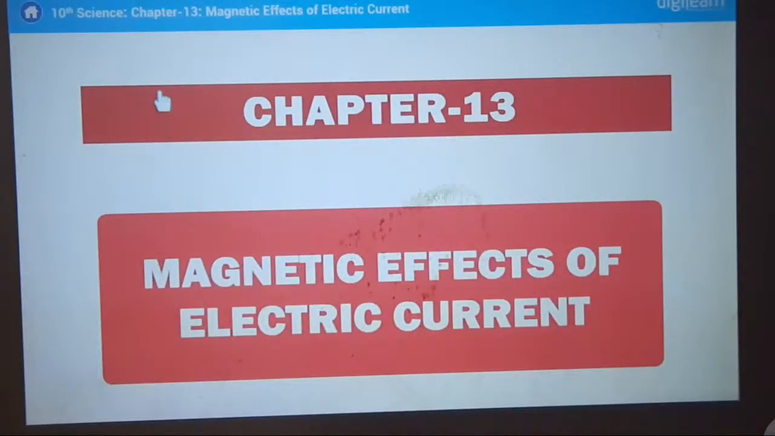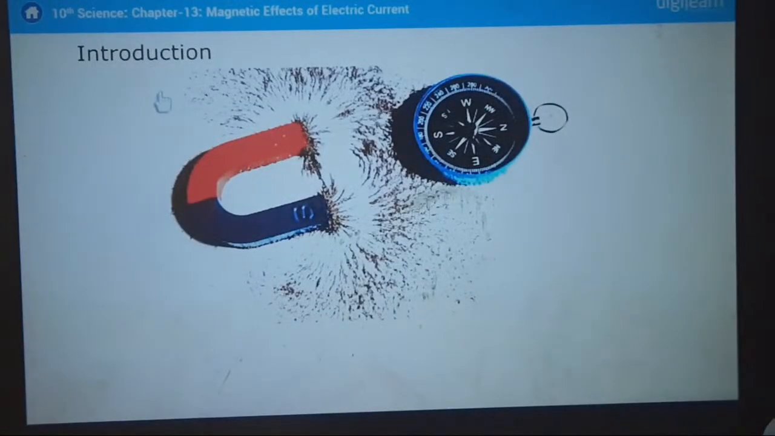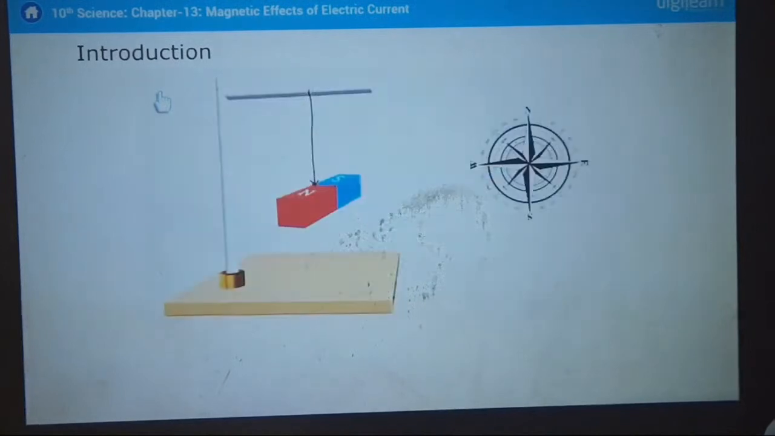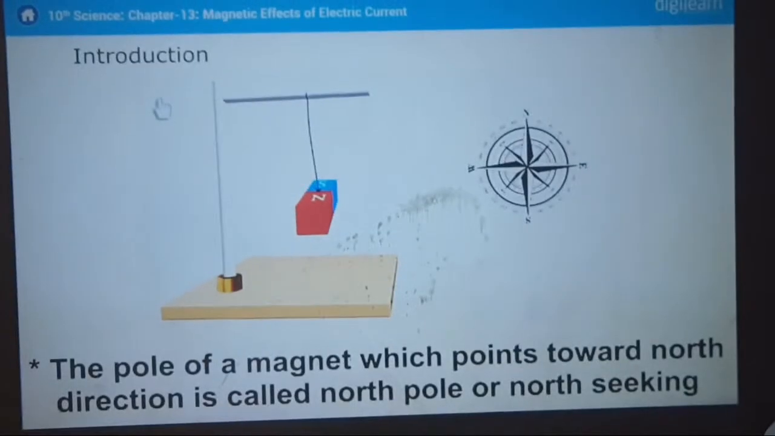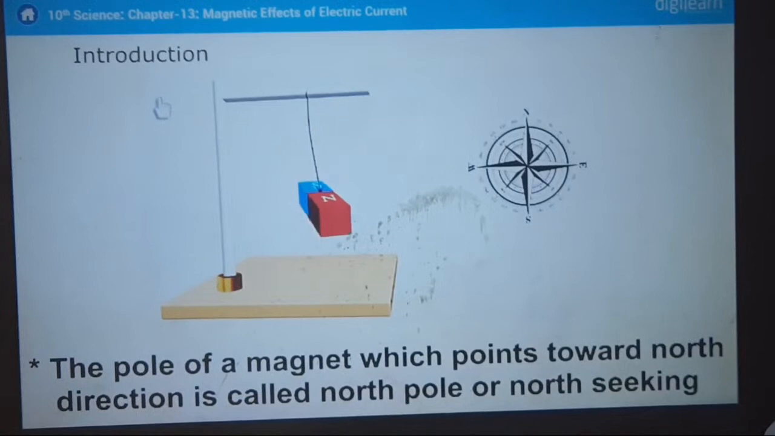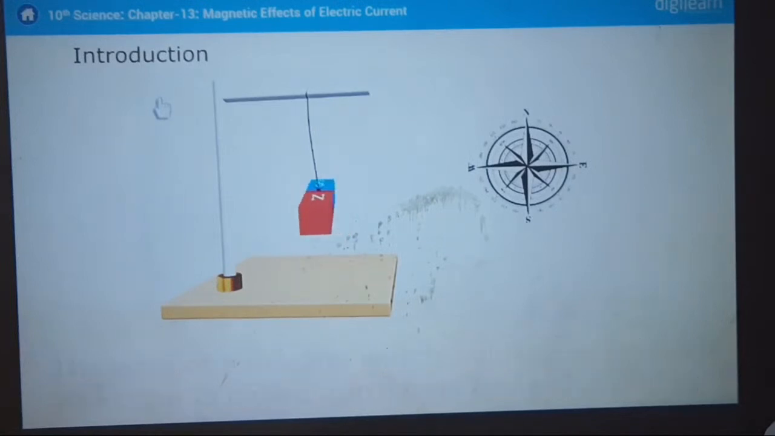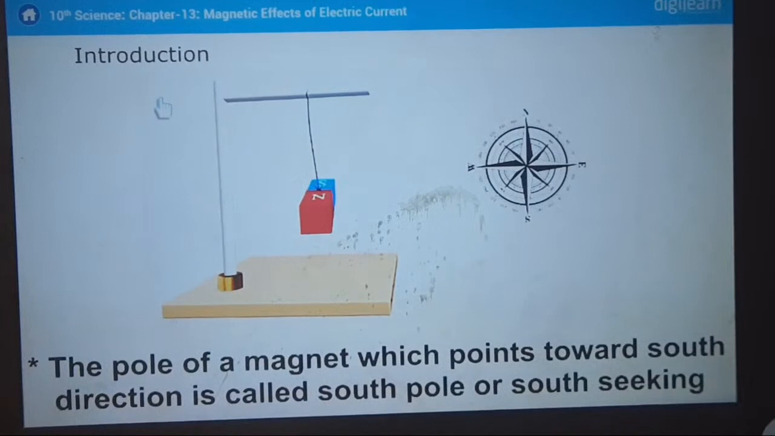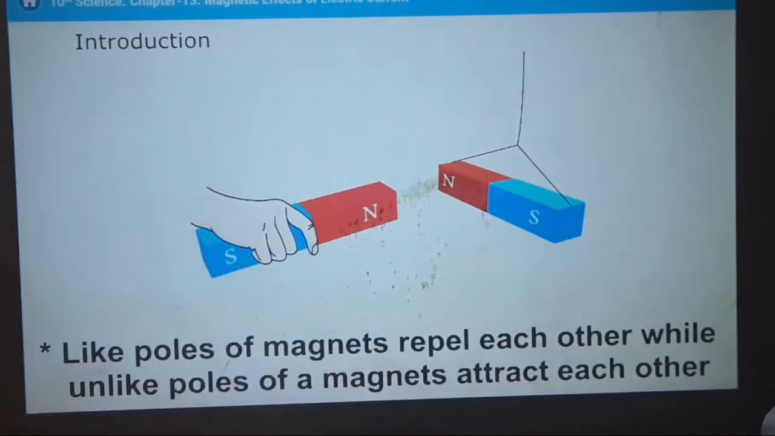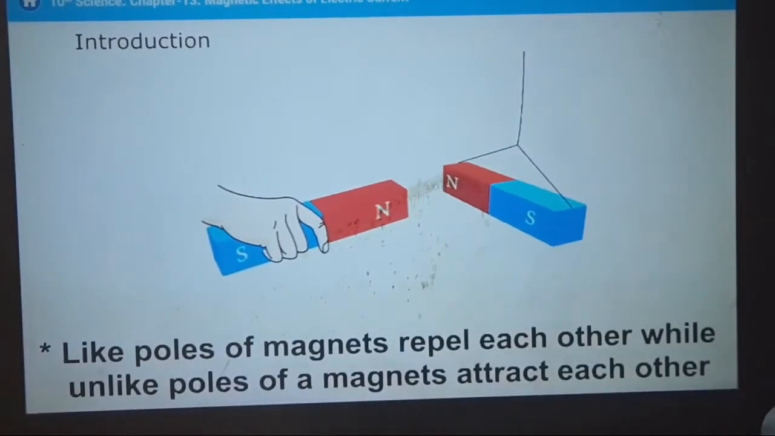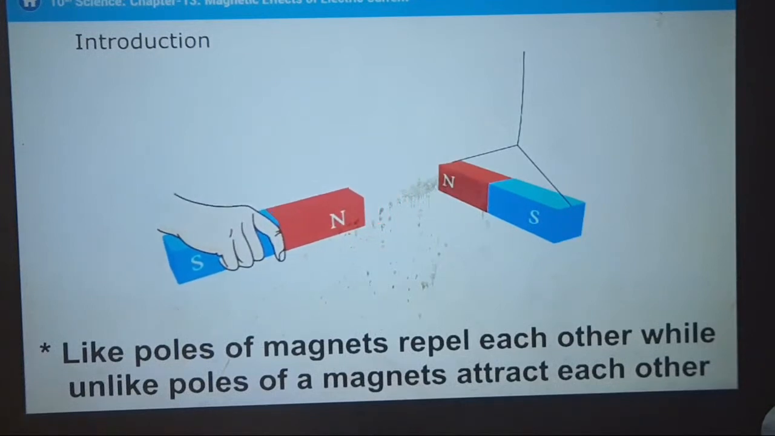Chapter 13. Magnetic effects of electric current. Introduction. Properties of magnet. A freely suspended magnet always points towards north and south direction. The pole of a magnet which points toward north direction is called north pole or north seeking. The pole of a magnet which points towards south direction is called south pole or south seeking. Like poles of magnets repel each other, while unlike poles of magnets attract each other.